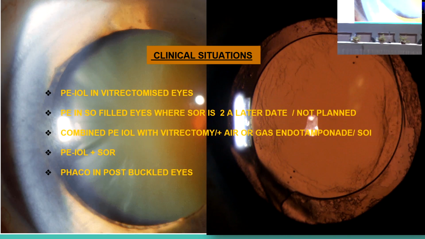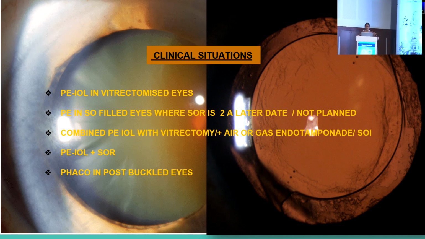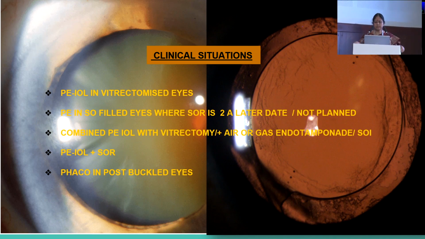Good morning, friends. I'll be speaking on a special situation when patients with a posterior segment disorder undergo cataract surgery, and I thank Arun for giving me this opportunity. There are certain clinical scenarios that we deal with. We would be performing phaco in a vitrectomized eye or a combined phaco-vitrectomy, or the phaco could be combined with silicone oil removal, and there is again the post-buckled eye, which has to be dealt with.